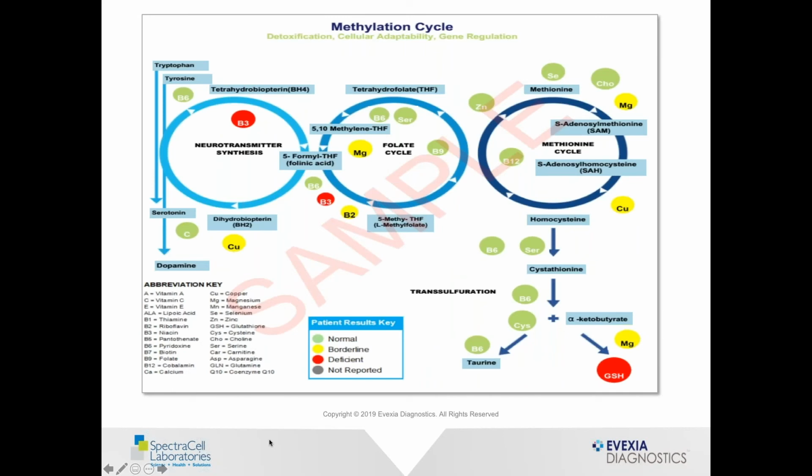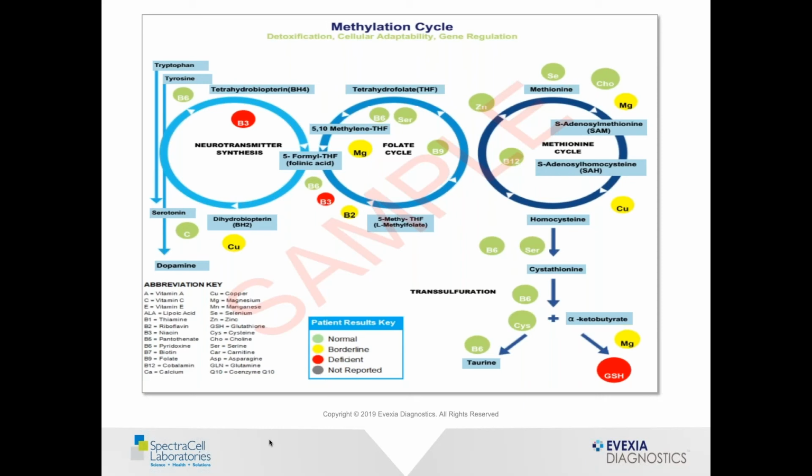Also, keep in mind, you'll have a window into looking at methylation. Methylation is needed for detoxification, for cell adaptability. It's needed for gene regulation. It's needed to produce and repair DNA. It's also needed for methylation of DNA, the methylome of the DNA. This shows you the cycles, and this shows you the nutrients that are needed.